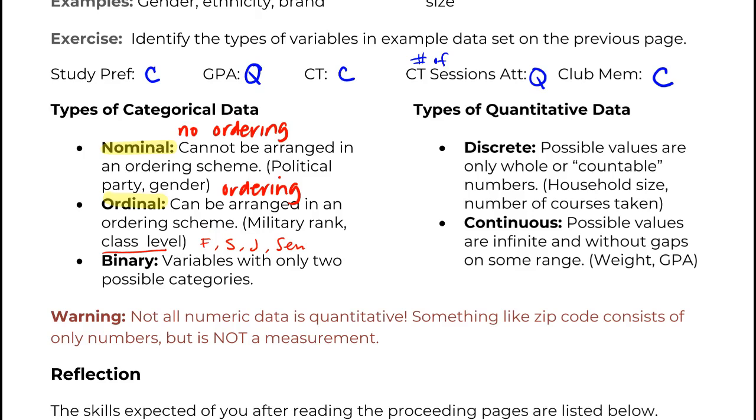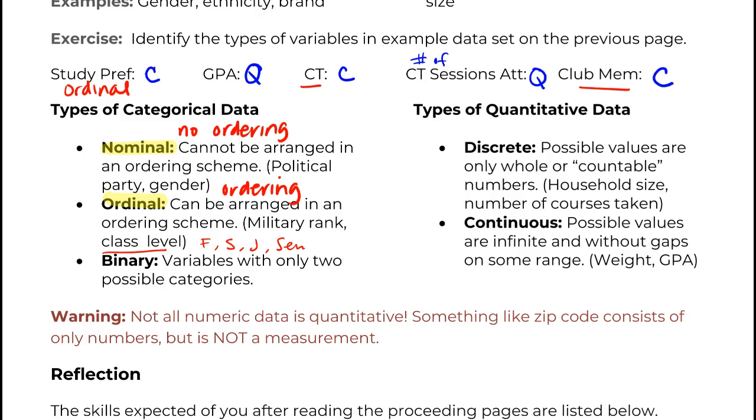Binary would be anything with two categories, like the CT and club membership ones. Even study preferences, I want you to look back at that. I would consider this ordinal. It was alone, small group, and large group, right? So we have an ordering scheme to that, like no one, some people, a lot of people.